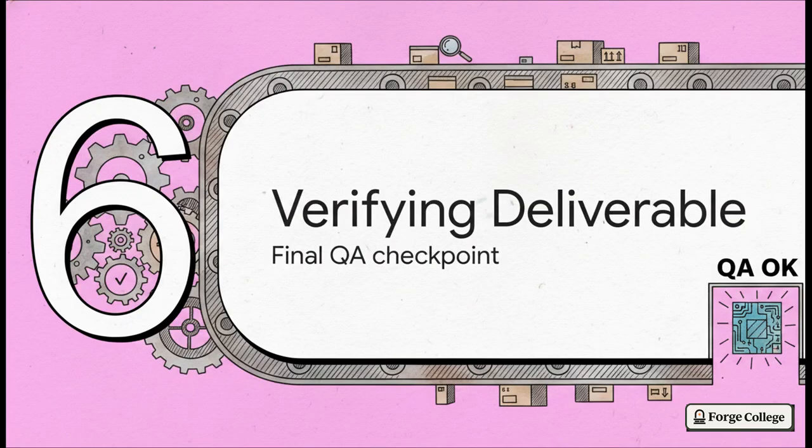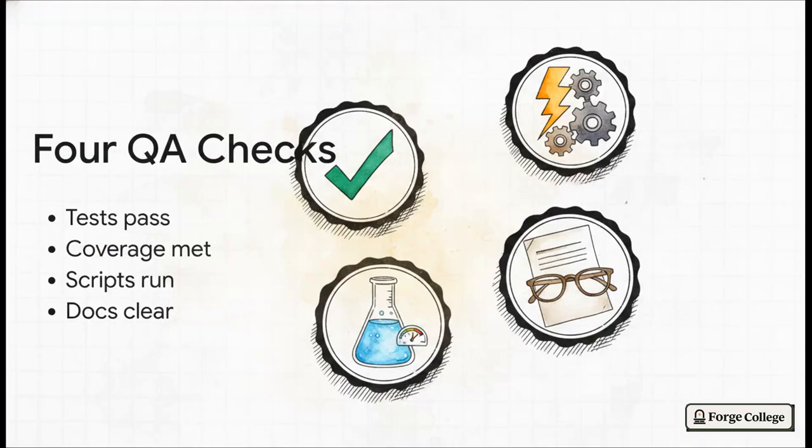The final QA checkpoint. All right, we've finally reached the very end of the assembly line. For this stage, you must use a fresh Git clone. No hidden local files saving the day here. You've got to pass these 4 checks from a completely blank slate. Check 1, all tests pass with 0 failed flags. Check 2, coverage successfully meets your thresholds. Check 3, optimization scripts run reliably. And check 4, the documentation is crystal clear. Pass all 4, and you've got yourself a solid machine.